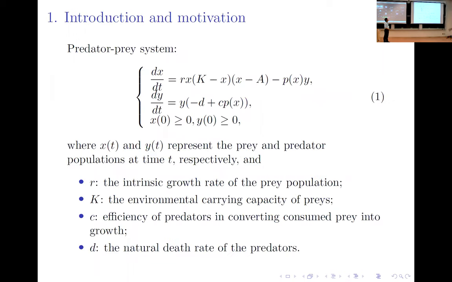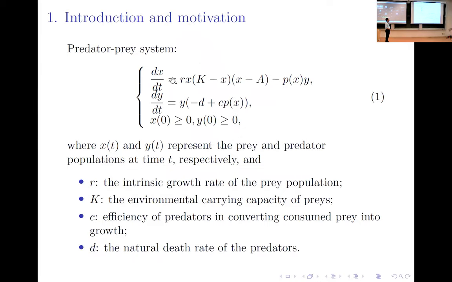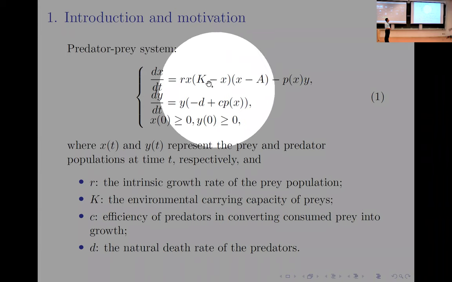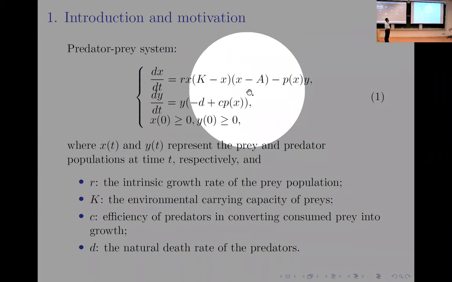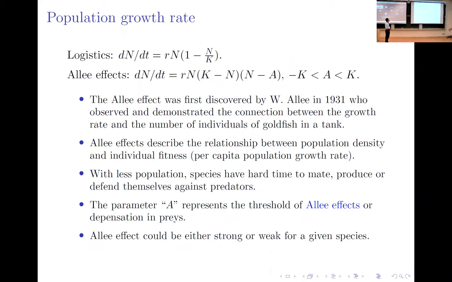The system I'm considering is here. We have the predator and the prey. X and Y represent the prey and the predator populations. R is the intrinsic growth rate, K is the environmental carrying capacity, C is the conversion rate, and D is the natural death rate. If you look at the first equation, compared to the classical predator-prey model, I have one more term, X minus A, which describes the impact of the Allee effect.